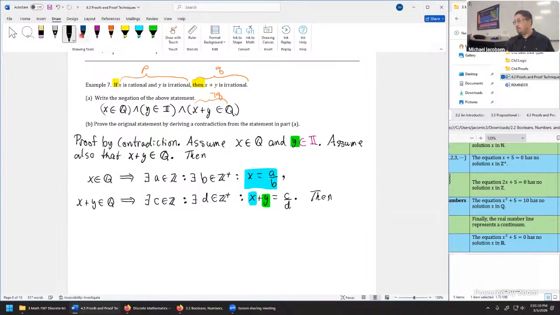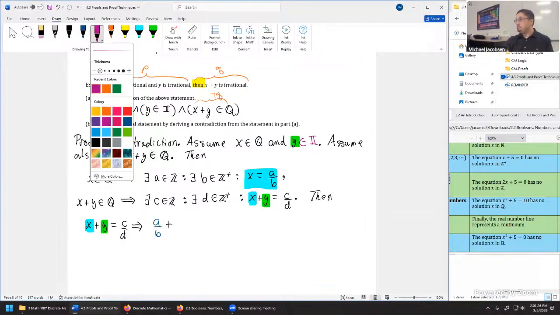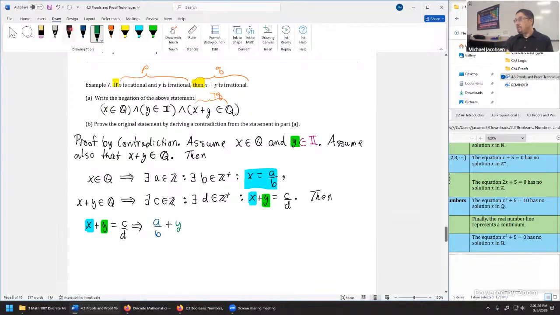Then X plus Y equals C over D will imply, we're really focusing on Y being an irrational. We're also going to swap in that X there for A over B. A over B plus Y equals C over D. That equation now implies, new implication, I just isolate Y this time. We're isolating the irrational part. Y is going to be equal to C over D minus A over B.